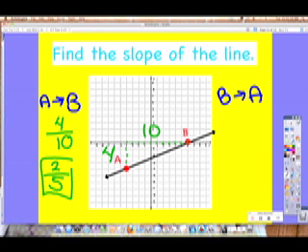Going from B to A, which direction did you move first? How far? All right, down 4. How do you write down 4? Okay, and then what? Which way are you going 10 though? So how do you write that? Okay, so they got negative 4 over negative 10. Guys, what's a negative divided by a negative? So that's really 4 over 10, which simplifies to?